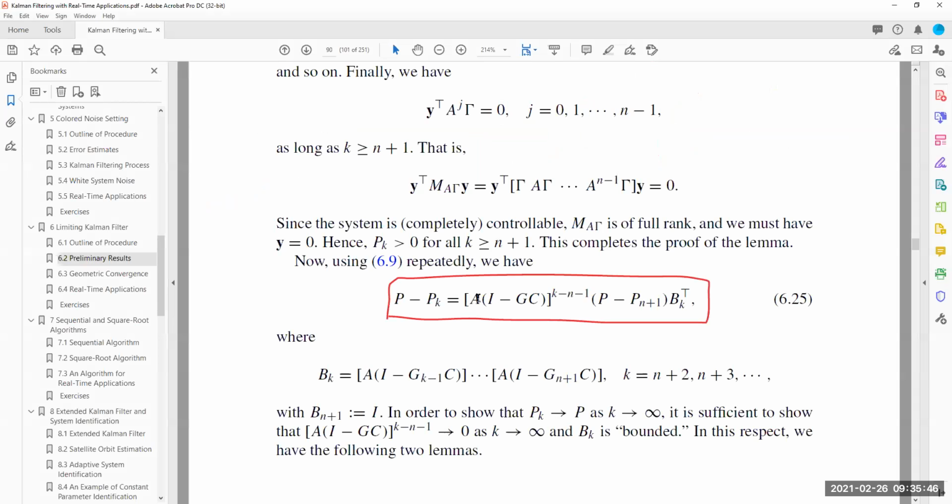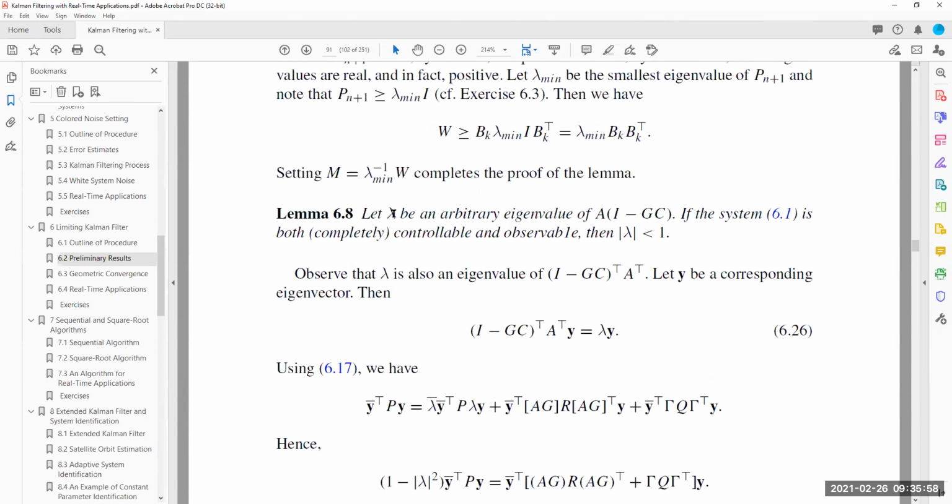Then last, we want to show the absolute value of the eigenvalue of this matrix is less than 1. That will be 6.8. Let lambda be an arbitrary eigenvalue of this matrix. So if the system is both controllable and observable, then the absolute value of all eigenvalues of this matrix is less than 1.